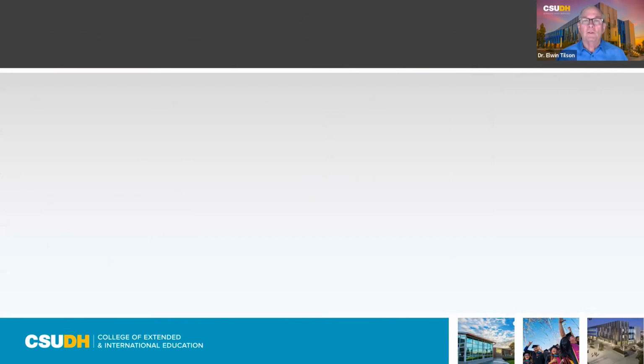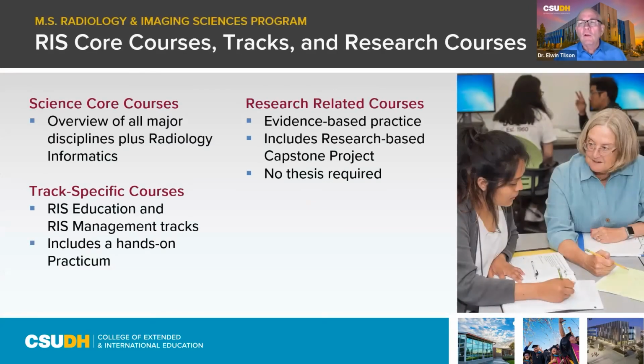When we look at the master's degree, there are three large groups of types of courses that we have. One of them is the science core. And the science core is where we give students a general broad overview of all the disciplines in RIS and the basic physics and the instrumentation of all of the areas in RIS. Plus, we give information about radiology informatics, which is becoming even more important each and every day.